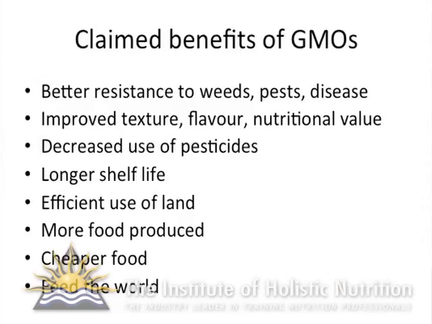So what are these claimed benefits of genetically modified organisms, right? Because like I said, the science is pretty amazing that we've been able to do this in a laboratory. That's a pretty amazing feat. So the idea was that we would have better resistance to weeds, pests, and diseases, right?